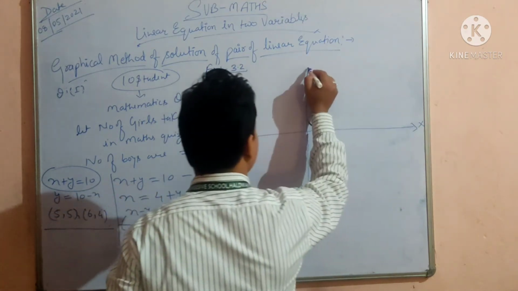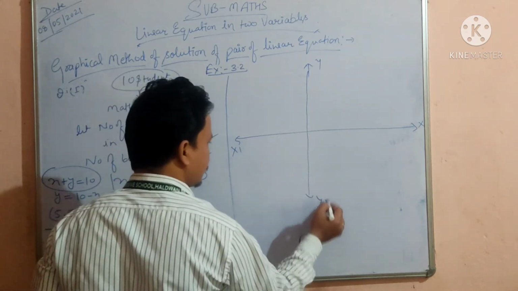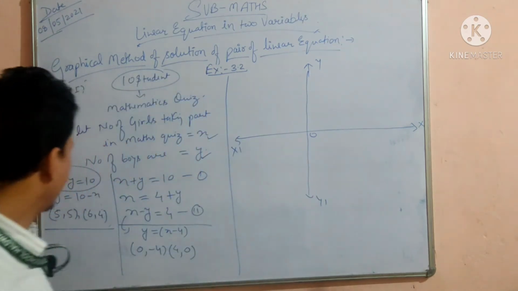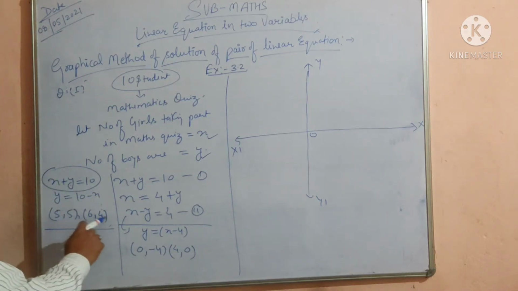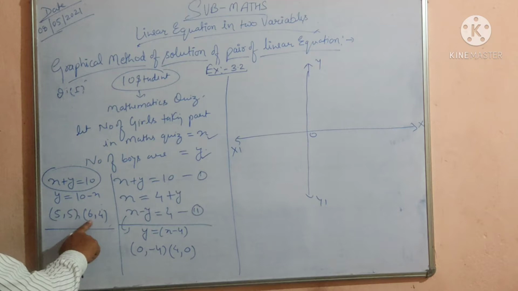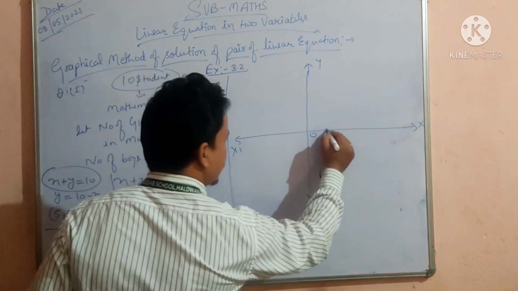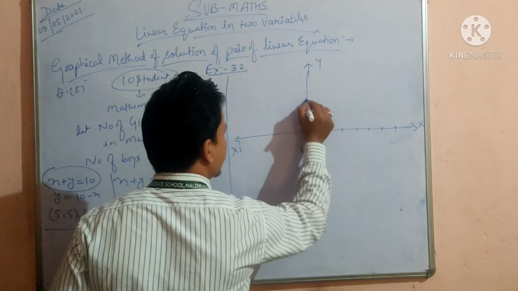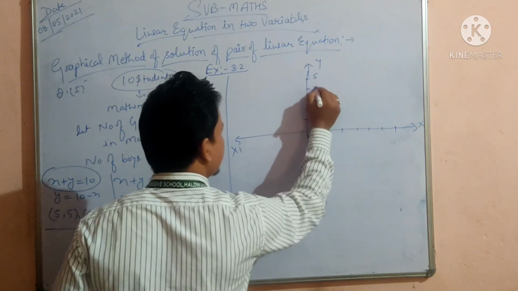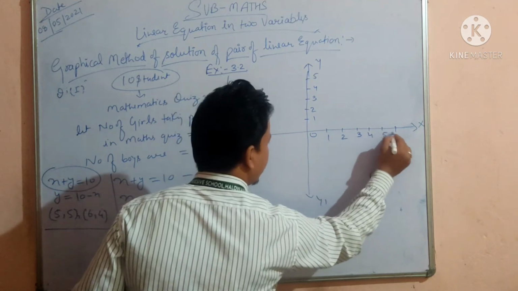This is the X axis, this is the Y axis, and this is the origin. Now the very first linear equation in two variables has points (5, 5) and (6, 4). So on the X axis we have to reach a maximum of 6, and on the Y axis the maximum value is 5. So 1, 2, 3, 4, 5, 6. 1, 2, 3, 4, 5. This is 5, this is 4, this is 3, 2, 1. 1, 2, 3, 4, 5 and 6. Okay.